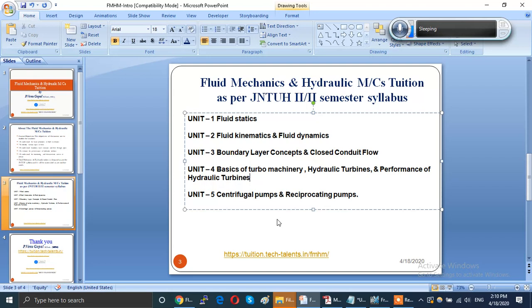So all said and done, by learning all these 5 units, you can be a master at tackling the subject in the examination in terms of fluid statics, kinematics, boundary layer theory, turbines and centrifugal pumps. Everything will be taught to you, including the problems and also the concepts. Importantly, the concepts, and then problems, and how to tackle short answer questions and long answer questions. All these things will be taught to you during this FMHM tuition.